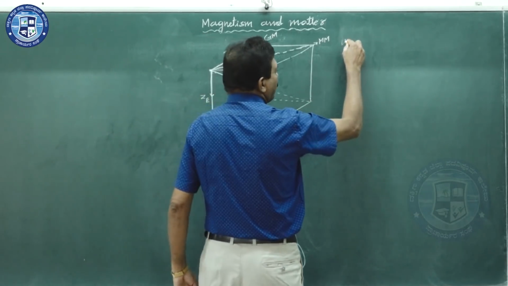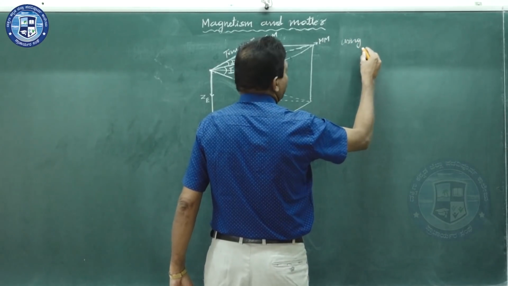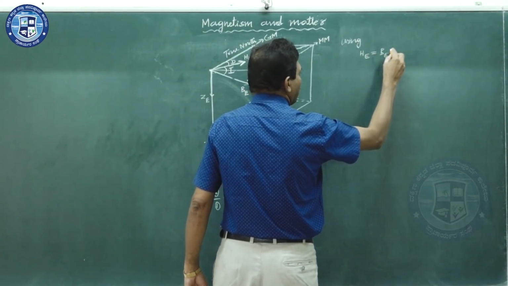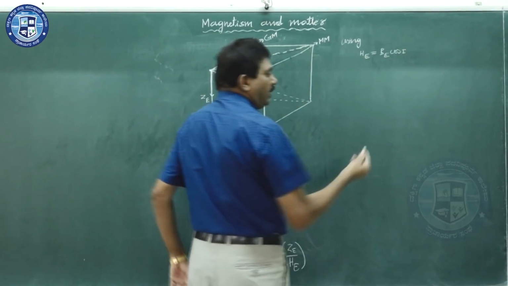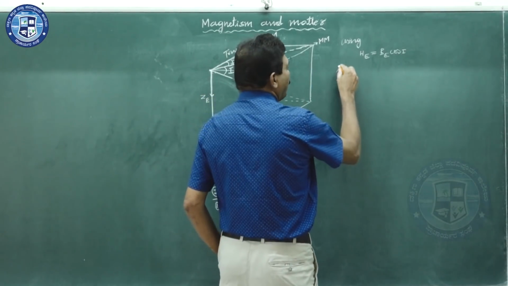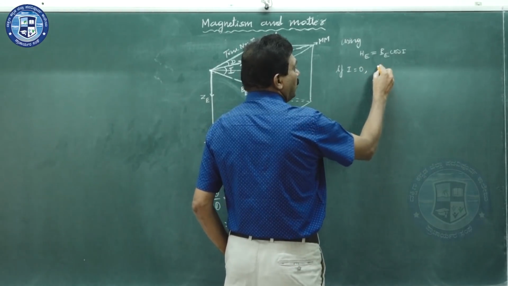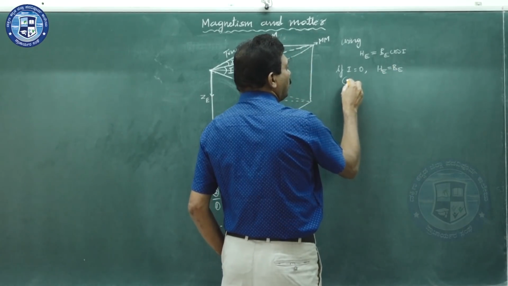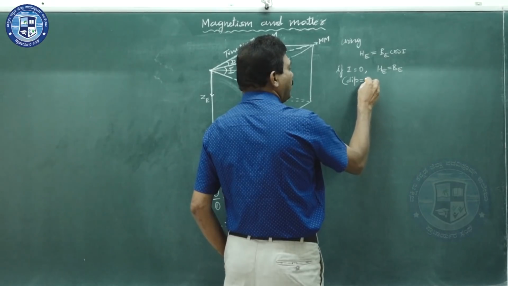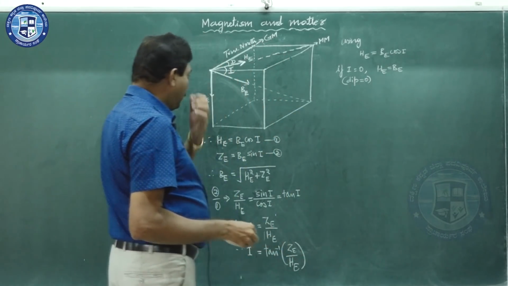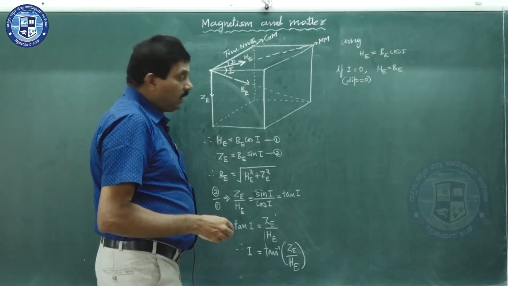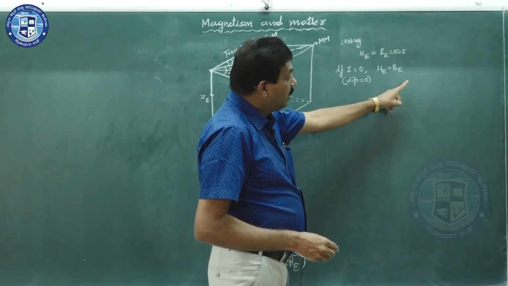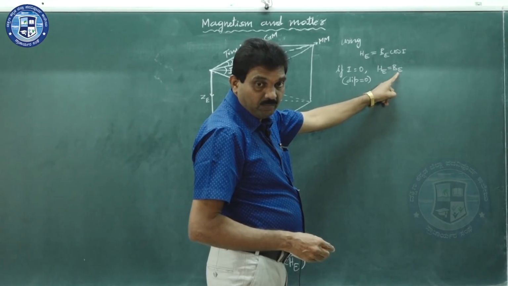Use the relation HE, that is the horizontal component of the Earth's magnetic field, is equal to BE cos I. You know, I is inclination. If I is equal to 0, then HE is equal to BE. I is equal to 0 means magnetic dip is equal to 0. If magnetic dip is 0, then HE is equal to BE, meaning the magnetic field will be maximum.